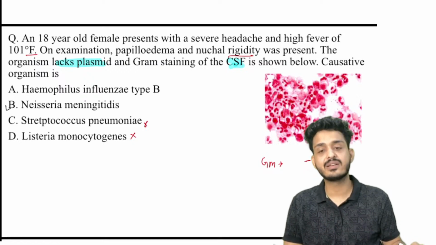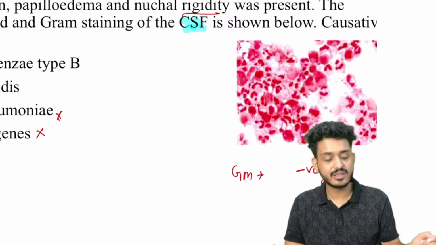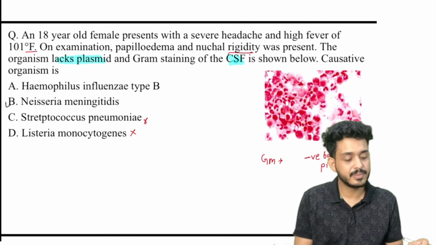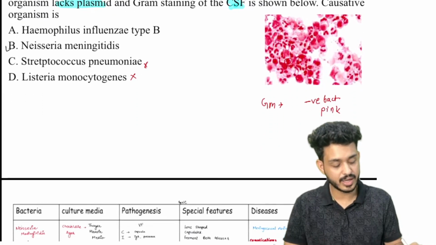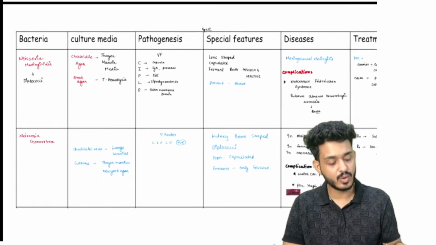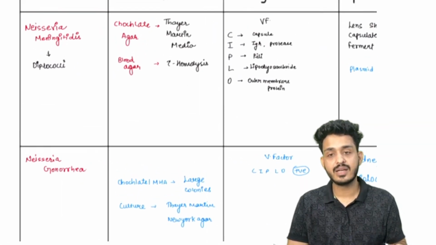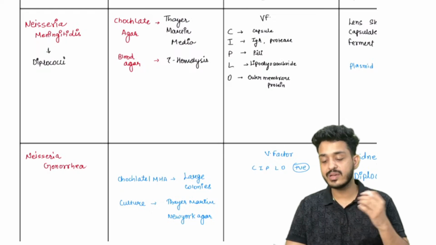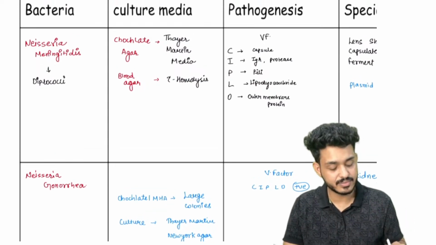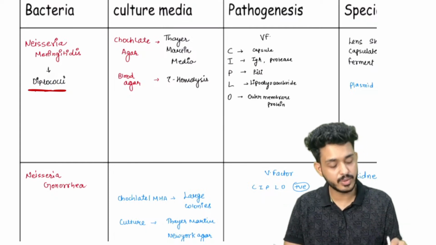Now let me teach you how to identify. One more thing: they look like cocci. They are not bacilli, right? So this is how you can remember. Now let's see the important points about these two bacteria. One is Neisseria meningitidis. The second one is Neisseria gonorrhoeae, which causes gonorrhea. Meningitidis is a diplococcus.